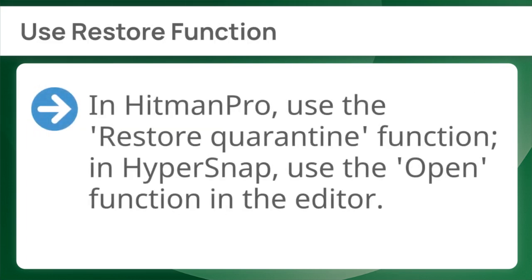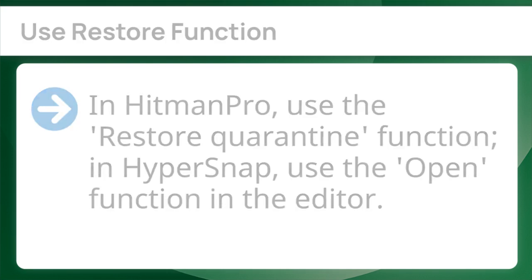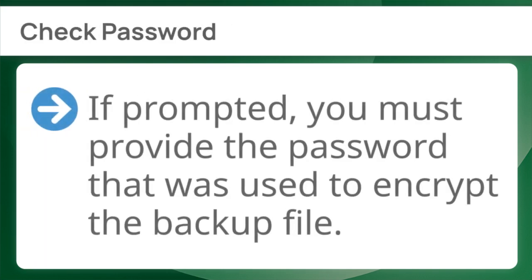In HitmanPro, use the Restore Quarantine function. In Hypersnap, use the Open function in the editor. Finally, check the password. If prompted, you must provide the password that was used to encrypt the backup file.